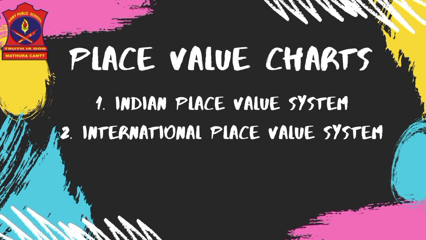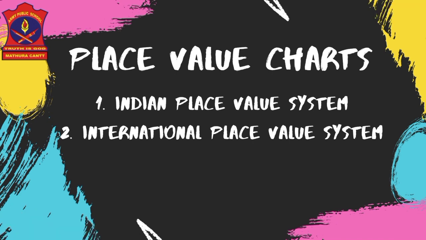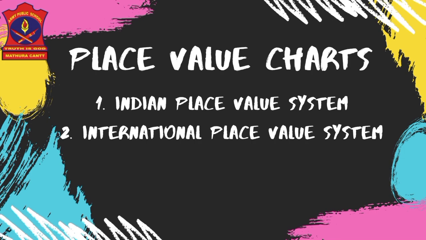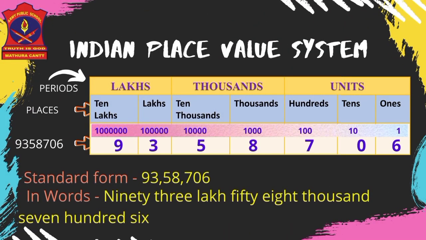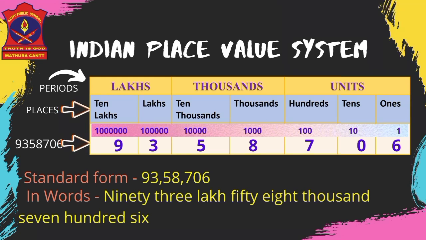Now in order to learn more about large numbers, we are going to see what we mean by the Indian place value system and what we mean by the international place value system. Now we've seen what the place value and face value of a digit in a number are. And now we are going to study these two conventions. One is Indian and the second is international. So let us start with the Indian place value system.